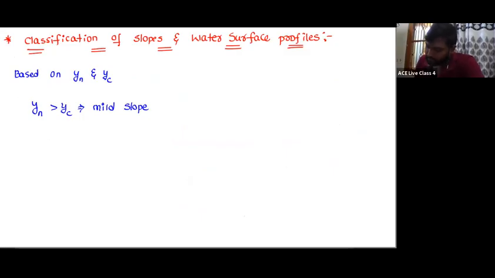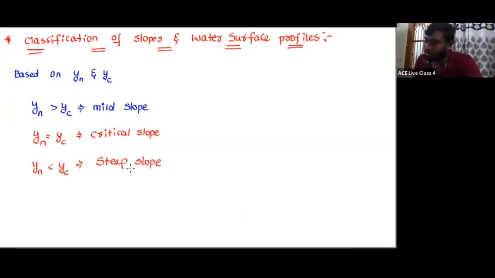Second one, if yn is equal to yc, we call it a critical slope. And if yn is less than yc, we call it a steep slope. Sir, why do we call yn less than yc a steep slope?